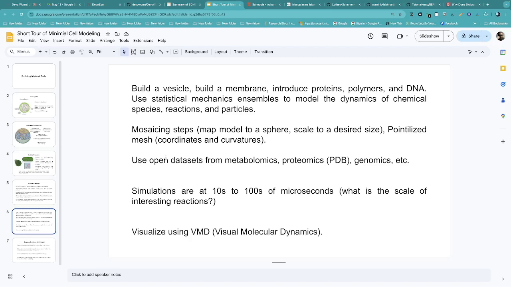There are a lot of open data sets we can use: metabolomics data sets, proteomic data sets, and genomics data sets. These are things that are open to people to use. You take some data, you use it to inform your model, you add all your components in, you estimate things from the data, and then you have your simulation. Your simulations depend on what you want to do. In these minimal cells, they simulate things at tens to hundreds of microseconds, and that doesn't seem like a lot, but in terms of the molecular reactions, the scales of those are much smaller.